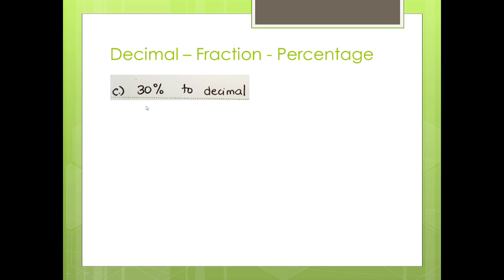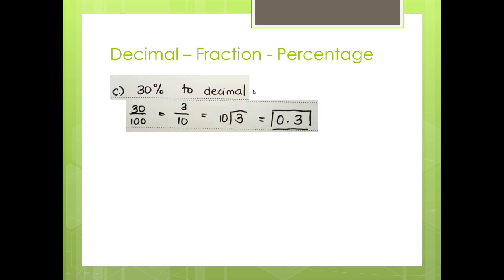Next, we have here percentage to decimal. So we have here 30% to convert to decimal. So we know that percent means every 100. So that means 30% means 30 out of 100. So we make it into a fraction first. 30 over 100 is equal to 3 over 10 by simplifying, since both 30 and 100 are divisible by 10. So 30 divided by 10 is 3. 100 divided by 10 is 10.